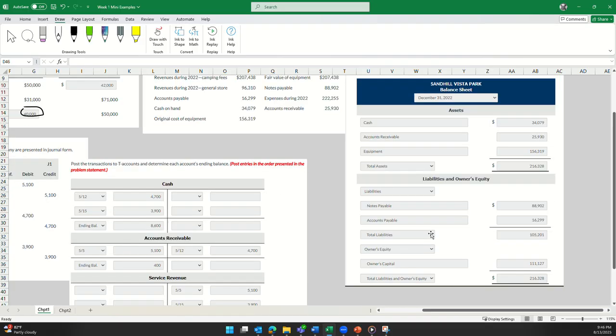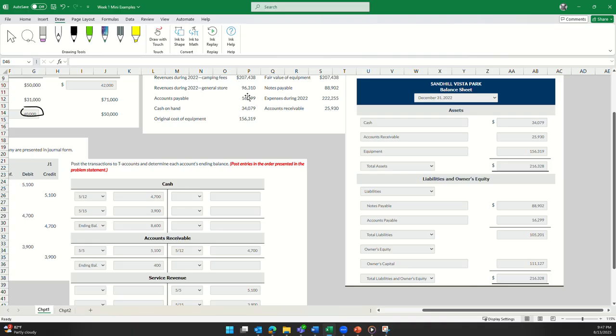So let's see what the owner's equity is. We have the notes payable of 88,000 as shown. You have accounts payable 16,299. That's the total liabilities of 105,000, but it doesn't equal 216,000. So we know the owner's equity is going to balance that out at 101,127. So that's how you complete a balance sheet given this information.